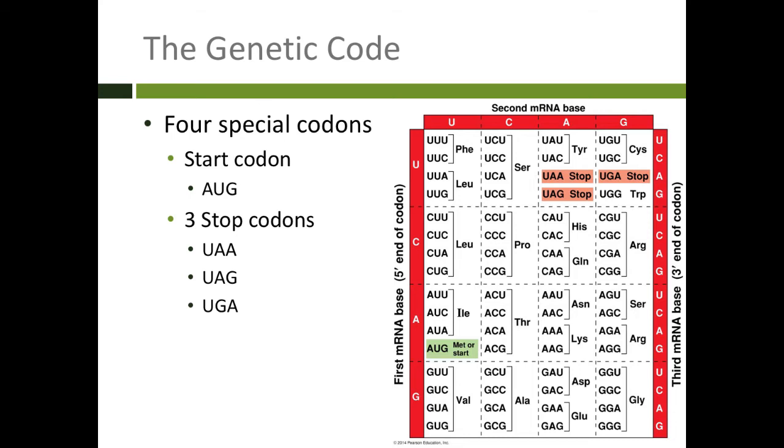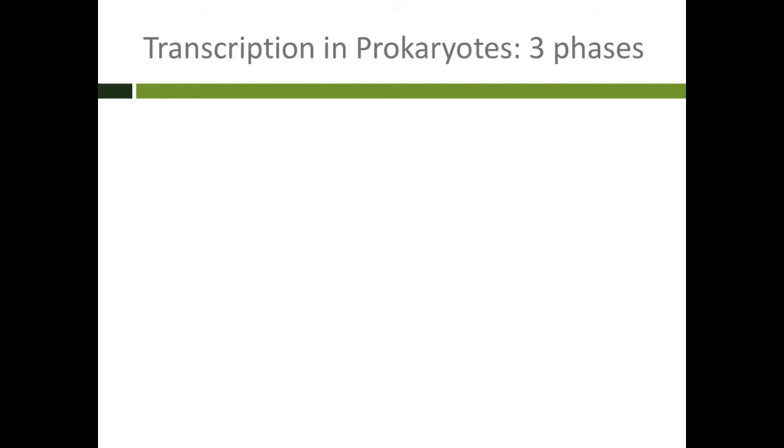There are also 3 special stop codons. They don't code for any amino acid, but they do signal the ribosome to stop translating the RNA. We're going to talk about transcription in prokaryotes because it's simpler. There are 3 phases to transcription: initiation, elongation, and termination.